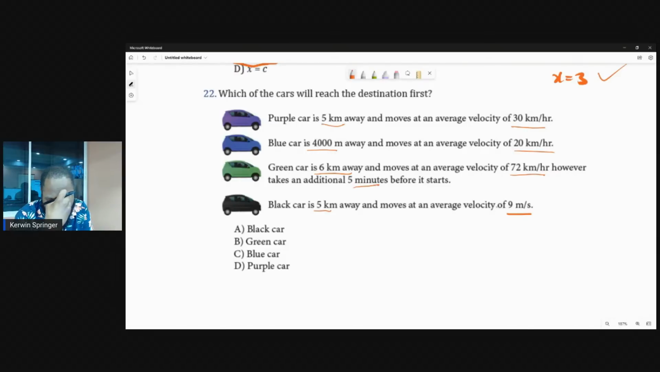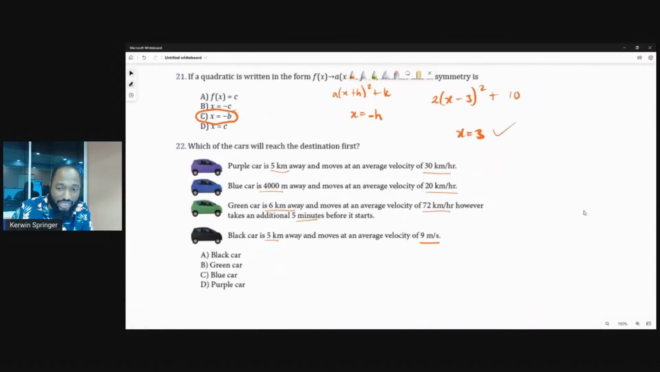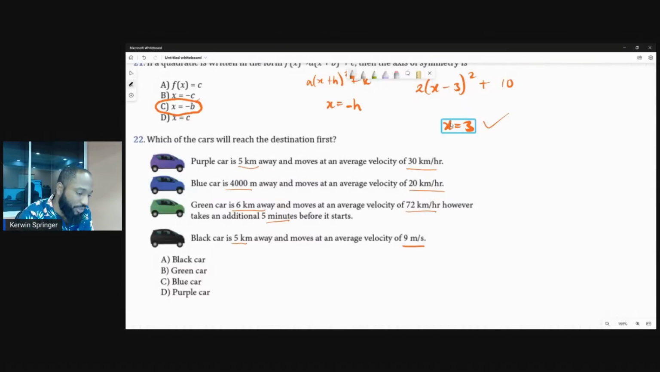Jeez, you see these kinds of questions where you need to check everything? Them is questions to waste your time in the exam, boy. All right, 5 kilometers away, 30 kilometers per hour. So this is going to reach in 5 divided by 30. How much time? So that's 1/6 of an hour.